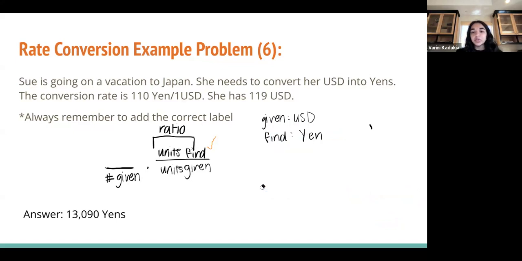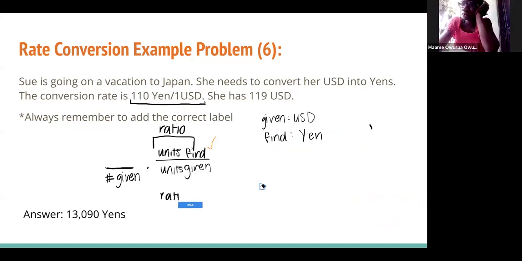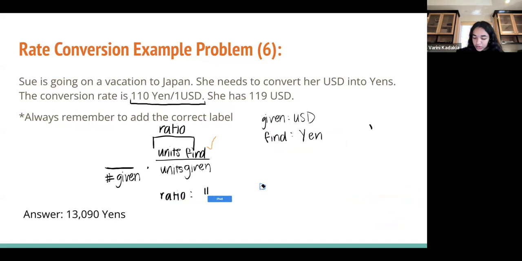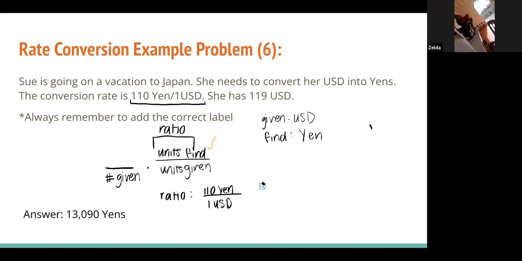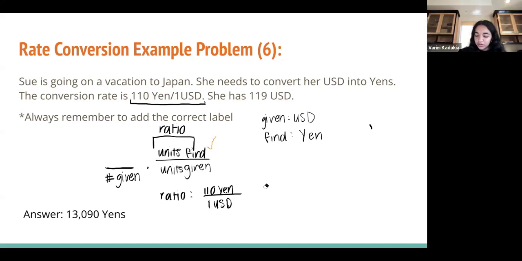So if you want to set up the ratio, our ratio is given right here. So it'd be 110 yen over 1 US dollar. Does that make sense? Yes. Okay. And then the number we are given is 119 US dollars.